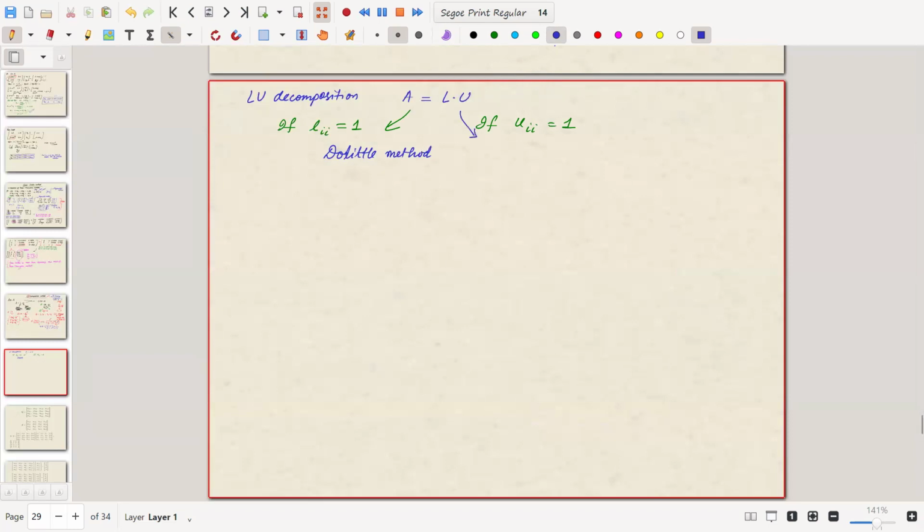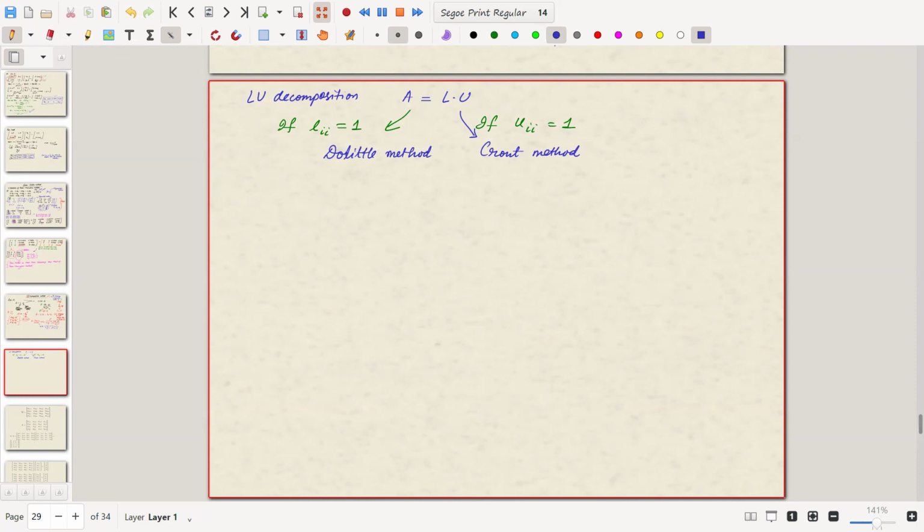Now, if Uii equals 1, this is another method, known as Crout's method. I'm just telling you that there is no need to worry about that. There are so many methods, which one to use and which one not to use, but I'm giving you a survey of how people are thinking.